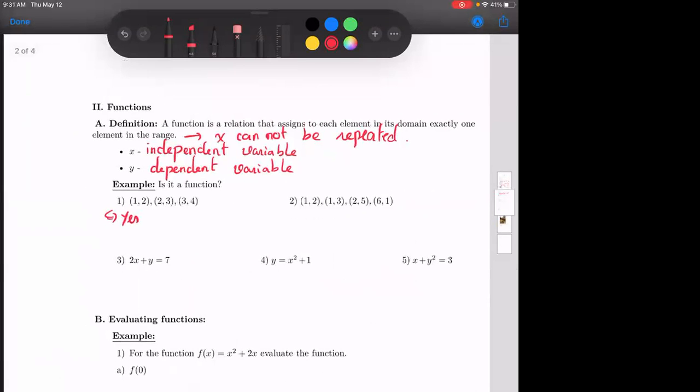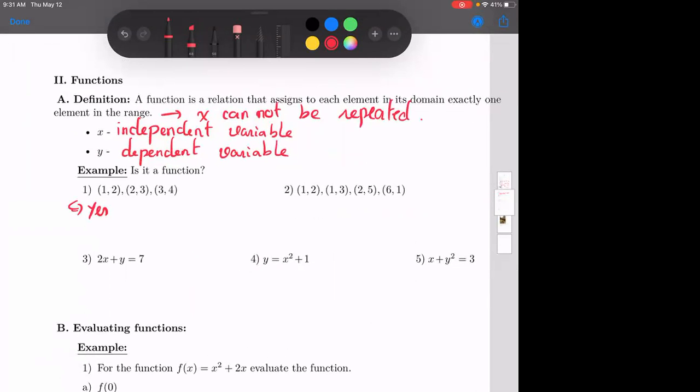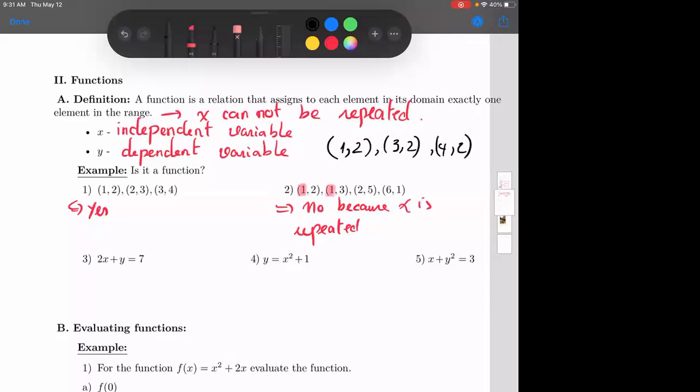What about number 2? Which one is repeated? 1, right? No, because x is repeated. And I'll highlight that. That'll be number 1. Can y be repeated? Sure, right? I can have something like this. You don't have to write this down. I can have 1, 2, and then I have 3, 2, 4, 2. As long as my x is not repeated, y I don't care. It can be repeated, right?